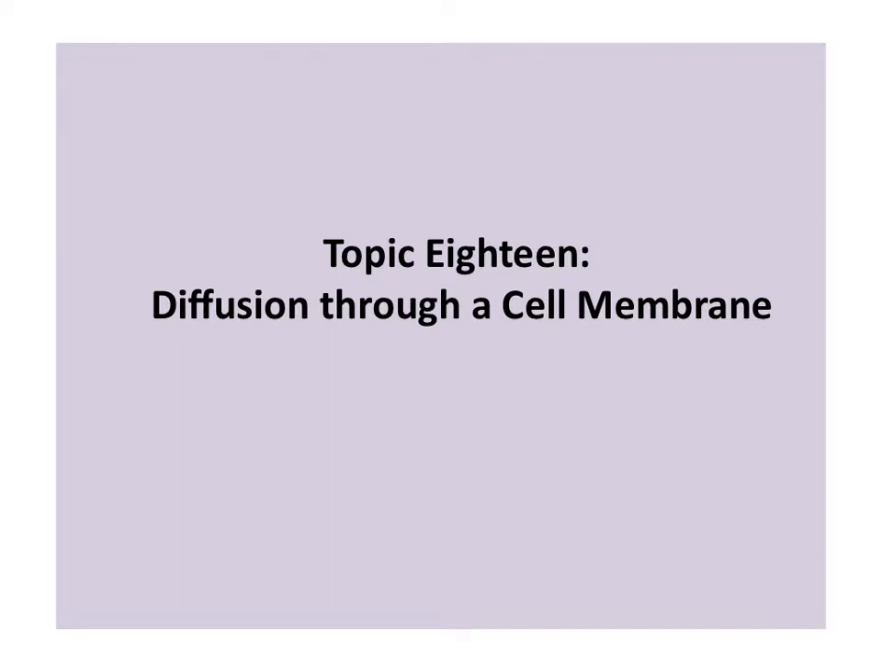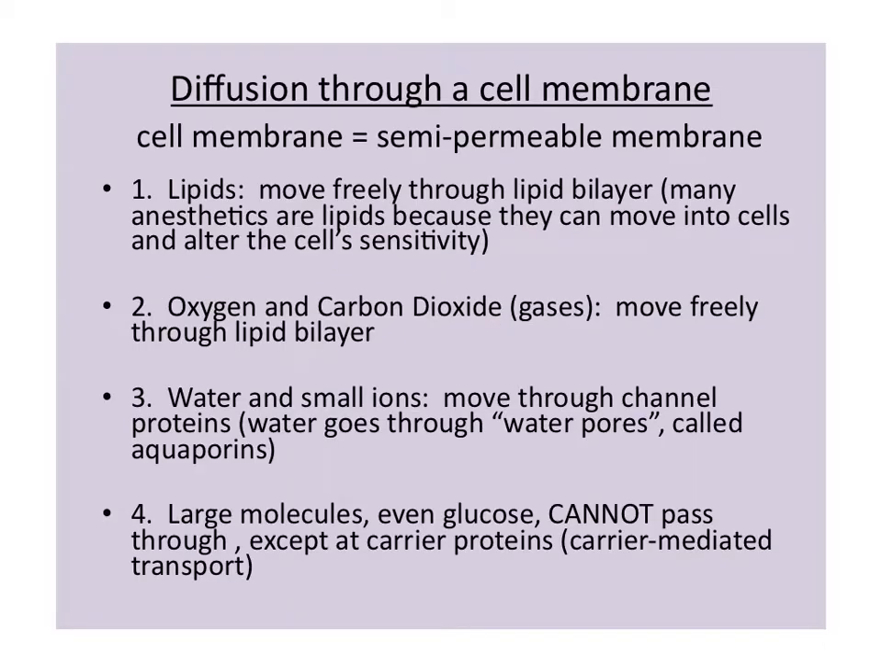We'll finish up Module 2 with a discussion of how diffusion occurs through a cell membrane. Basically, you have to understand that a cell membrane is a semi-permeable membrane. Some things can pass through, some things cannot. Sometimes it depends on the condition of the cell whether things can pass through or not. But what I want to divide these substances into is these four groups.